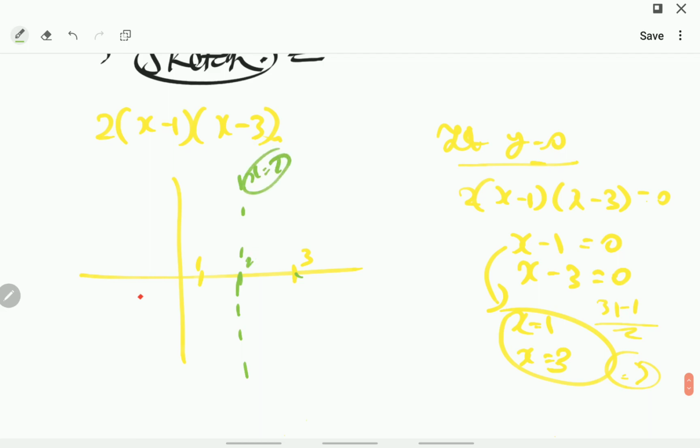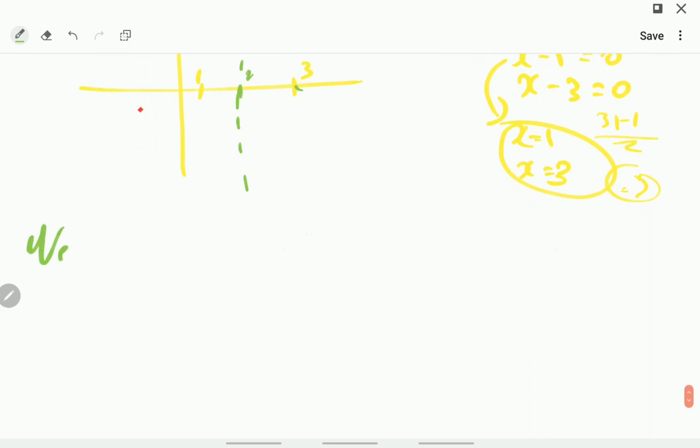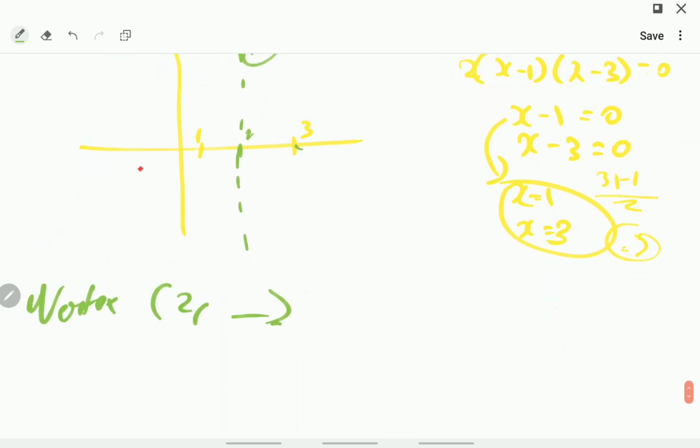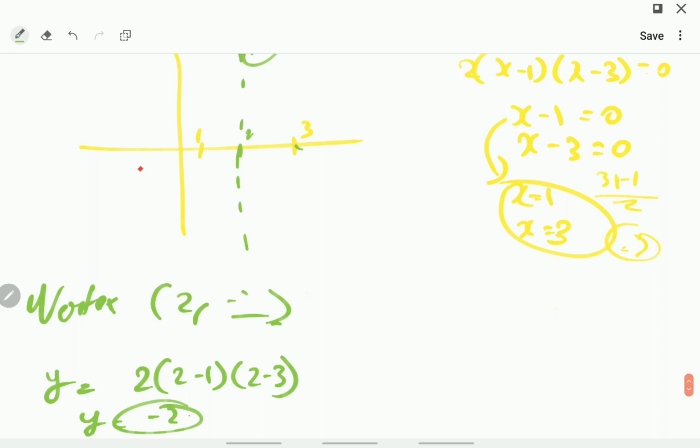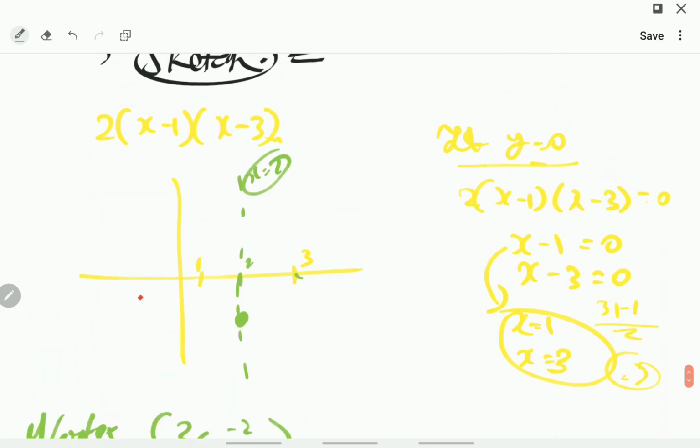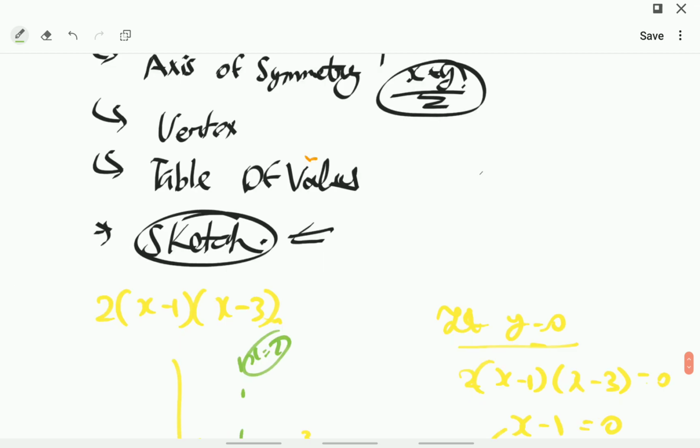So if we know the axis of symmetry is 2, let's find the vertex. The vertex is equal to 2 comma something. Let's sub 2 back into this wonderful equation, which is 2 times 2 minus 1 times 2 minus 3. That's y. And so y is therefore equal to minus 2. So it's 2 comma minus 2, somewhere there. It's an opening up parabola. So, you know, we have everything. We could do a table of values now.